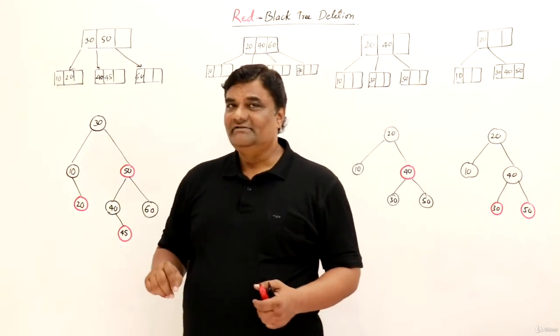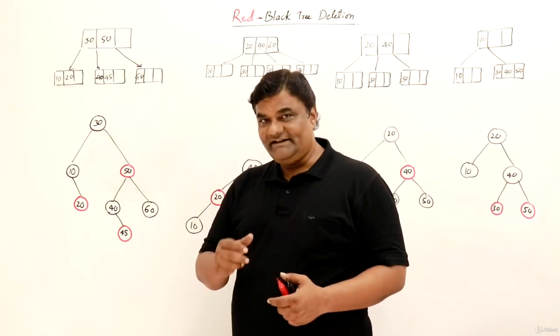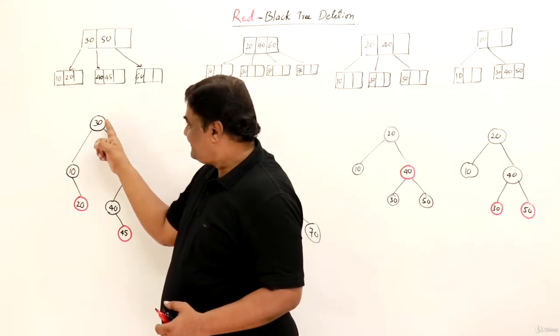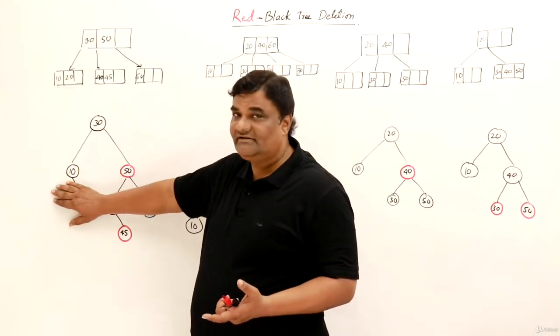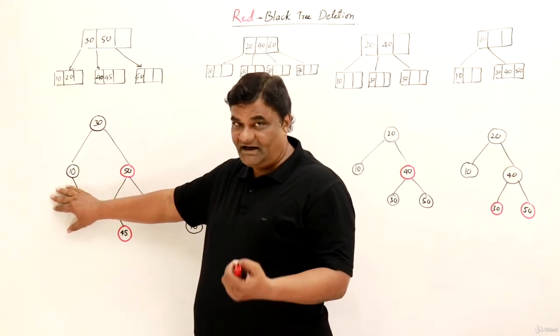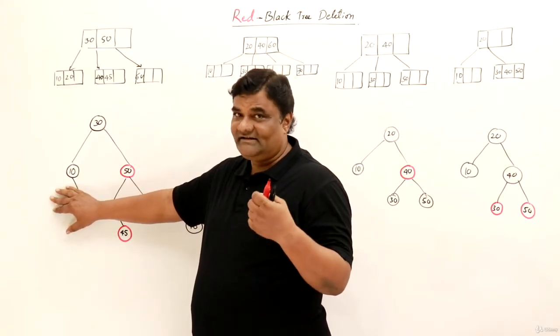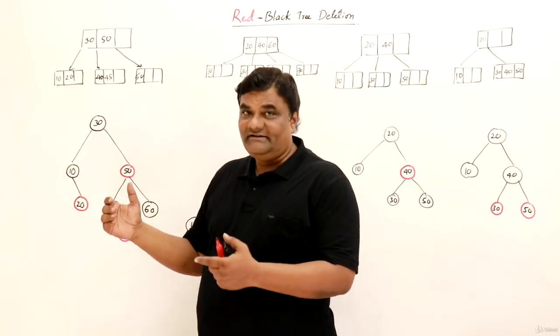Now let us delete. I will try to delete red color nodes first. Let us say I want to delete 20. So in the red-black tree, search for 20. 20 is found here. It is red color. Simply delete it. Right? So it still has the same black balance. Black color paths are of the same number, same size. So red color nodes are directly deleted.